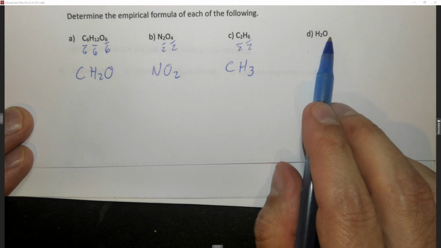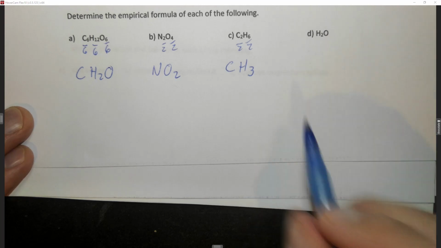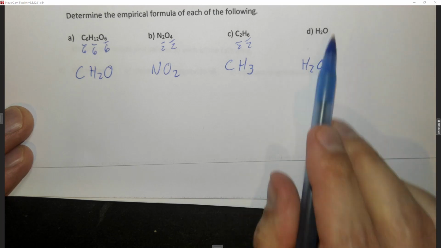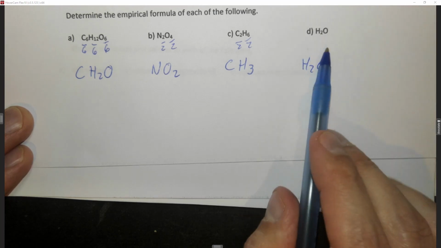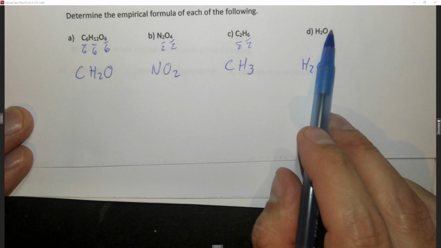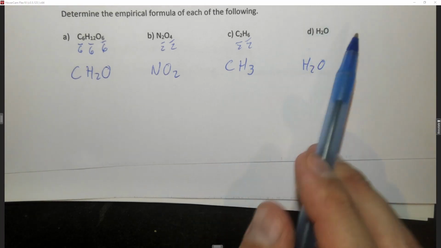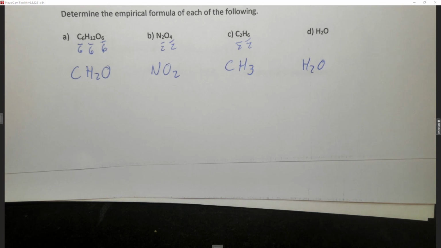H2O. Well, there's only one O in here, so there's nothing to divide it by. So sometimes molecular formulas are empirical formulas. There is no lowest common denominator between 2 and 1. In fact, anytime you have 1 of something, you can't divide into 1. So it's going to be an empirical formula. And sometimes molecular formulas are empirical formulas.